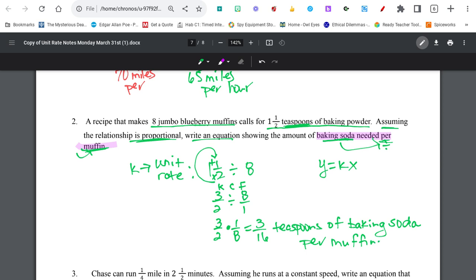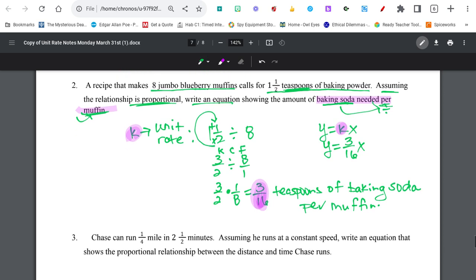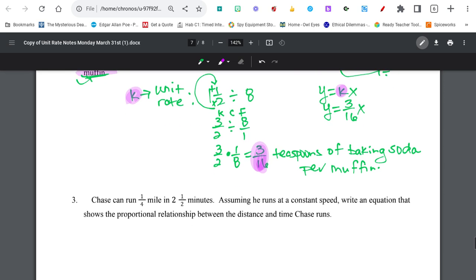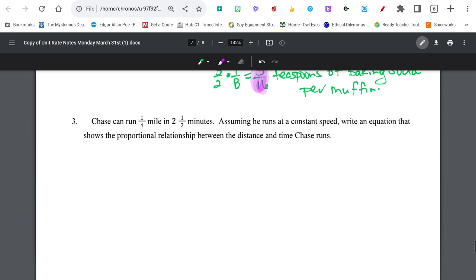Now the equation is y equals k x. You're going to change this k to whatever your k was, which was 3/16. y equals 3/16 x. Just attach it to x, your independent variable, okay? Your unit rate always attaches to your independent variable. Okay, let's take a look at the last one.